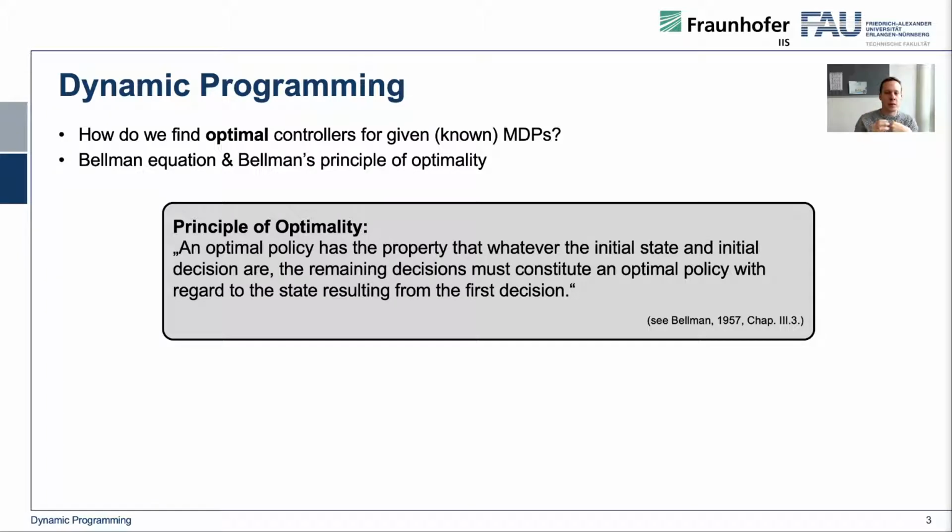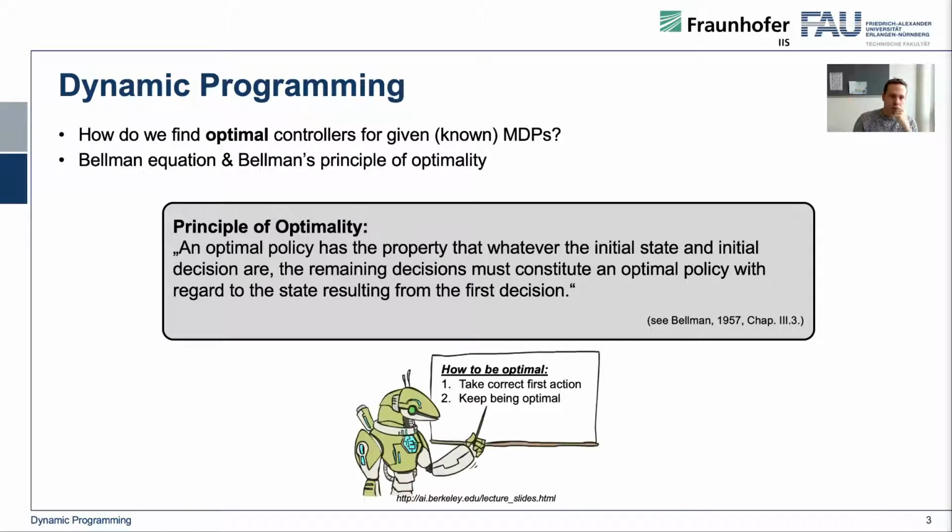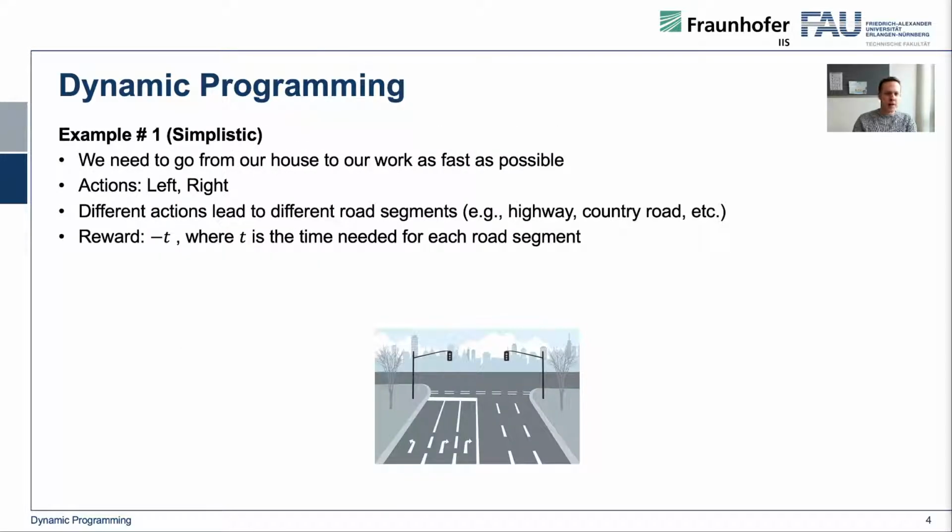So if you have an optimal substructure and you take the optimal first decision and then you keep being optimal, then you're optimal. So we will see this robot a few times also in the upcoming slides. So if you want to be optimal, take the correct first action, the optimal first action, and then keep being optimal, then you're optimal in your MDP. Okay. But maybe talking about states and rewards and values and optimality, maybe let's start with two simplistic examples.